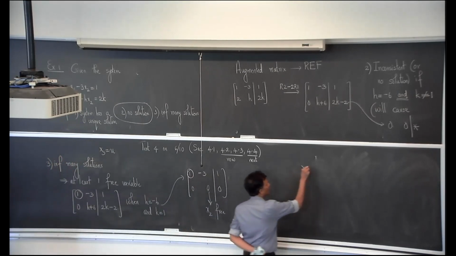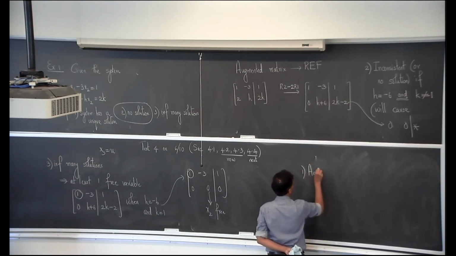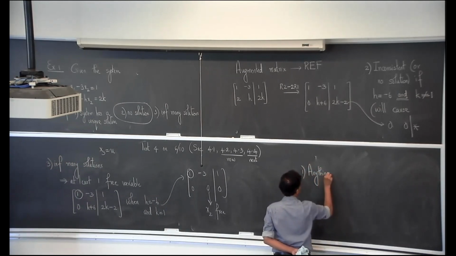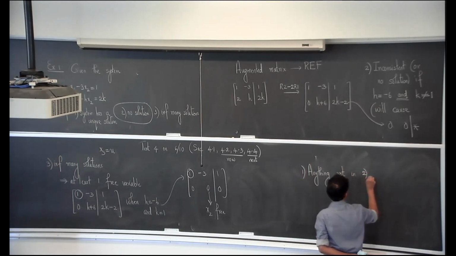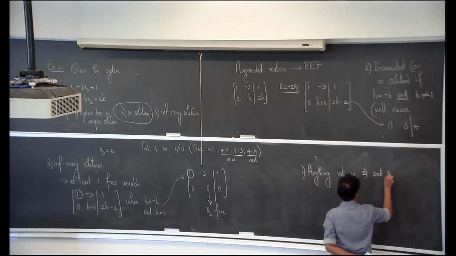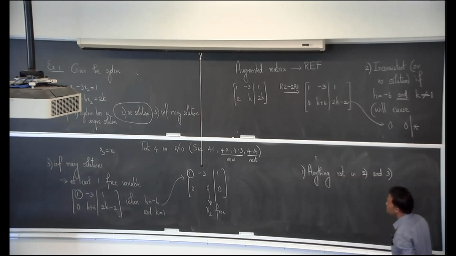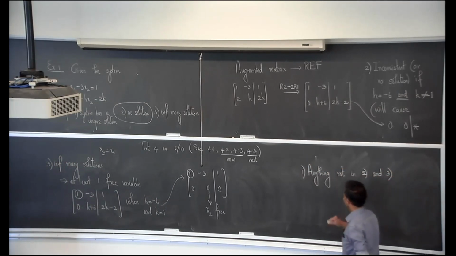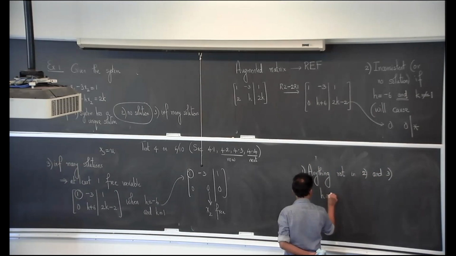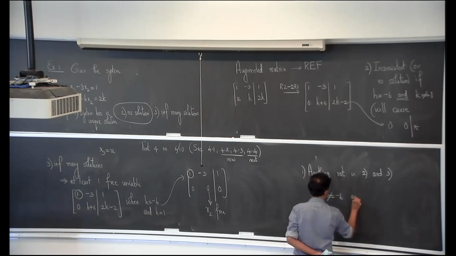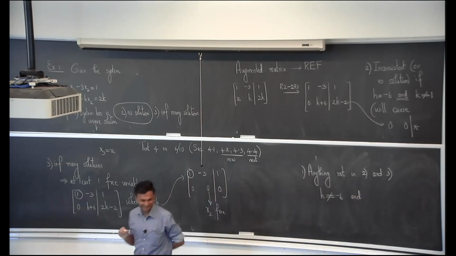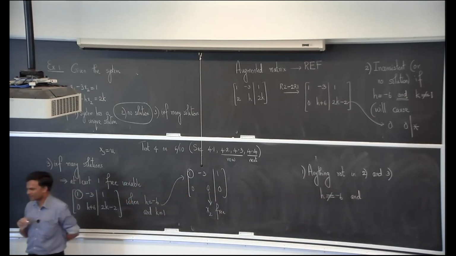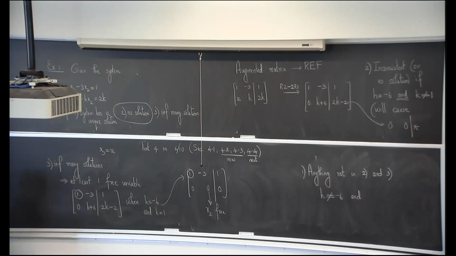So anything which is not in cases 2 and 3. Well, what will that be? H is not -6. And now comes the tricky part. So h is not -6 will make sure that both variables are basic.